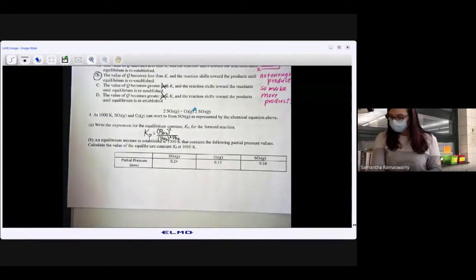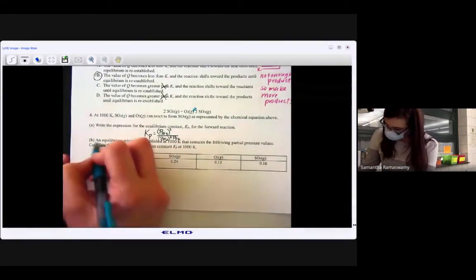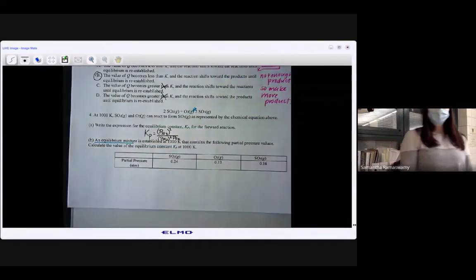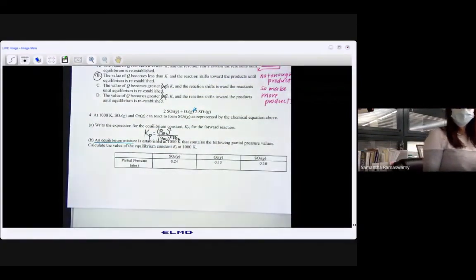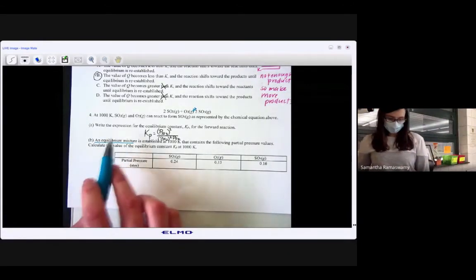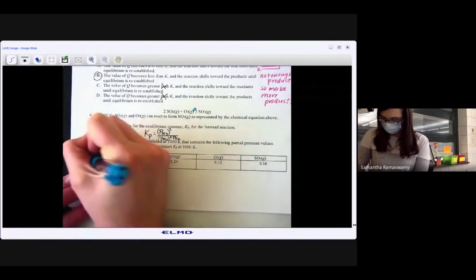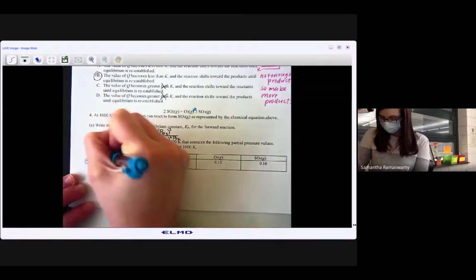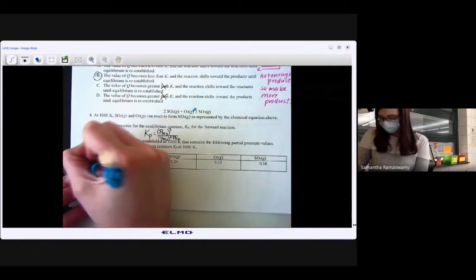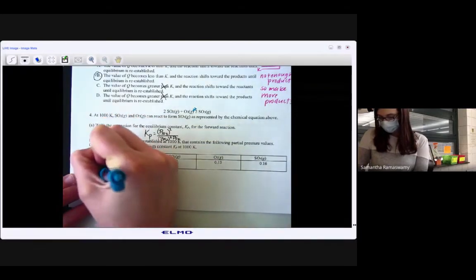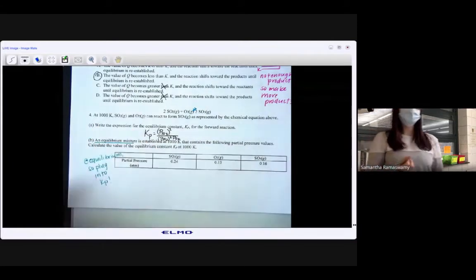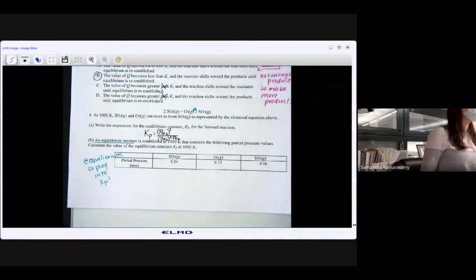So now part B, an equilibrium mixture. I'm going to underline that because that's important. An equilibrium mixture is established at 1000 Kelvin that contains the following partial pressure values. Calculate the value of the equilibrium constant. Well, remember, to solve for the equilibrium constant, you need equilibrium amounts. That's why it was so important that it says an equilibrium mixture. This is already at equilibrium, so we can plug right into Kp.